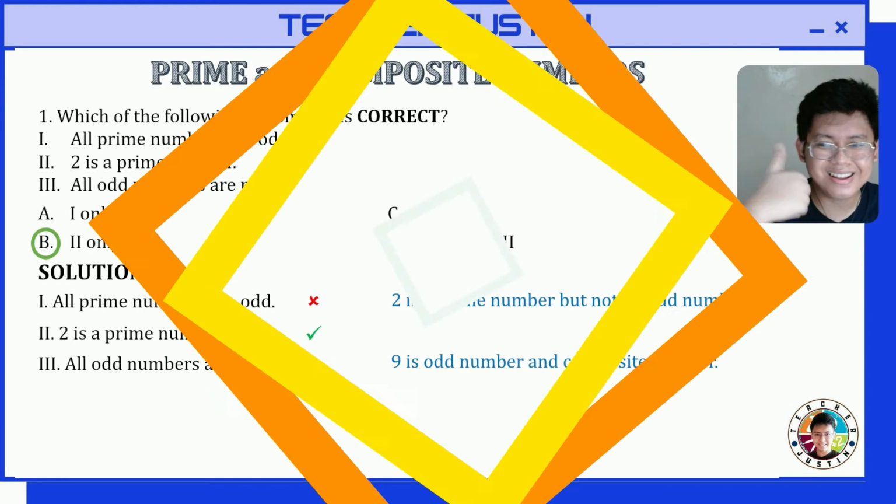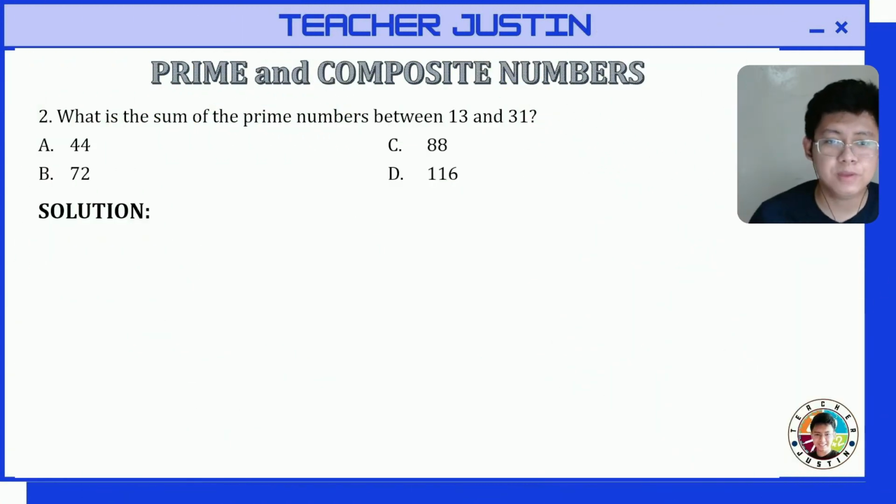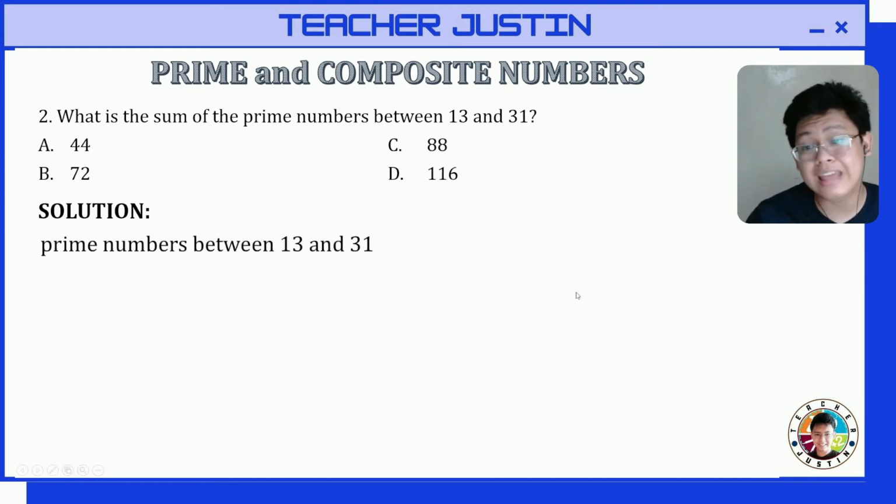Alright. Tada! Okay, let's have this item. What is the sum of the prime numbers between 13 and 31? So, para masagutan natin tong item na to, we will start with getting the prime numbers between 13 and 31. So, ano-ano yung mga prime numbers na yon? Pag sinabi natin between 13 and 31, we will start with 17. Bakit hindi sinama si 13? Okay, pag sinabing between, nasa gitna ni 13 at 31. Therefore, 13 is not going to be included.